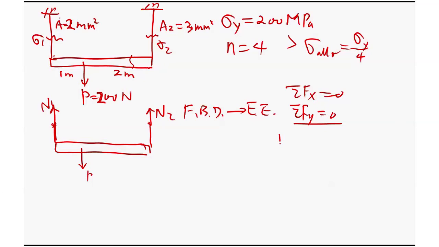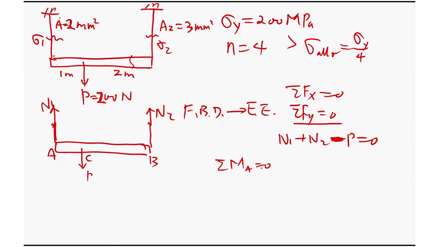Sigma Fy equals 0. Translate it. So you have N1 plus N2 minus P equals 0. But I can't solve it yet, 2 unknowns. So I need the third equation. Sigma M to anywhere. Where? To a point. This is the A, this is the C, this is the B. To which point? A. Okay, let's say sigma M about A equals 0.